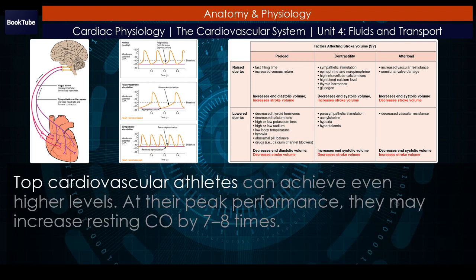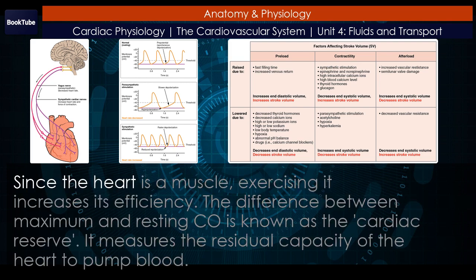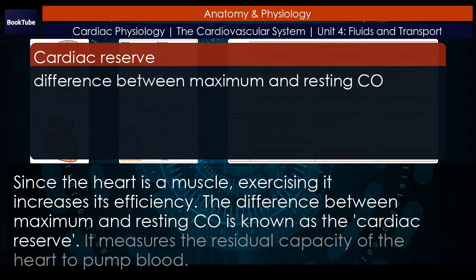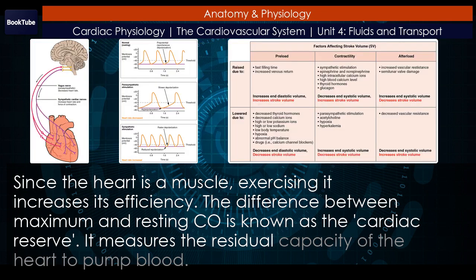Top cardiovascular athletes can achieve even higher levels. At their peak performance, they may increase resting CO by 7 to 8 times. Since the heart is a muscle, exercising it increases its efficiency. The difference between maximum and resting CO is known as the cardiac reserve. It measures the residual capacity of the heart to pump blood.